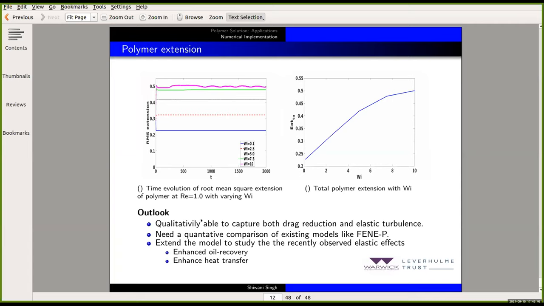Okay. So we were able to qualitatively capture both the drag reduction and the elastic turbulence phenomena using a method based on the lattice Boltzmann approach. Right now I'm doing a comparative study with constitutive models like FENE-P. And in the future, I want to extend this method to multiphase and multiphysics flows to actually realize real-life phenomena like enhanced oil recovery and enhanced heat transfer. With this, I will finish my talk. Thank you very much.